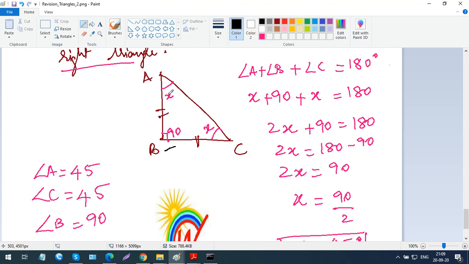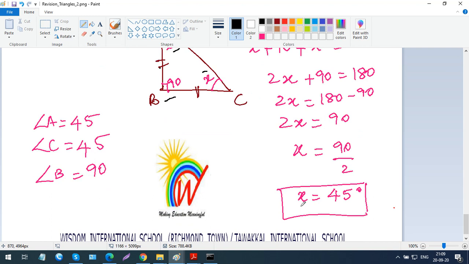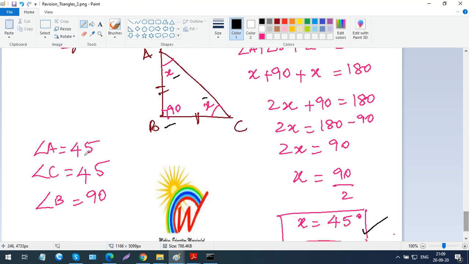I'm trying to find out what x is. So if I add all the three angles A, B, C, it should give you 180. A is x, C is also x, B is 90. So x plus x, 2x plus 90 equals 180, or 2x equals 180 minus 90, which gives you 2x equals 90, or x is 90 by 2, so x is equal to 45 degrees. So each angle is 45 degrees. One angle is 90, the other two are 45. So this is the case of an isosceles right triangle.